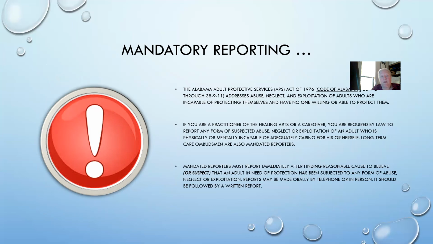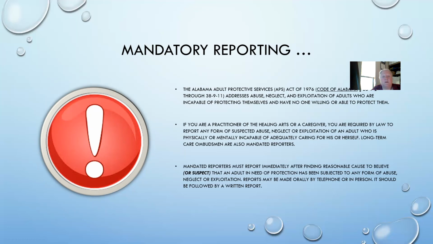Mandatory reporting. The Alabama Protective Services Act of 1976 addresses abuse, neglect, and exploitation of adults who are incapable of protecting themselves and have no one willing or able to protect them. If you are a practitioner of the healing arts or a caregiver, you are required by law to report any form of suspected abuse, neglect, or exploitation of an adult who is physically or mentally incapable of adequately caring for his or herself. Long-term care ombudsmen are also mandated reporters.